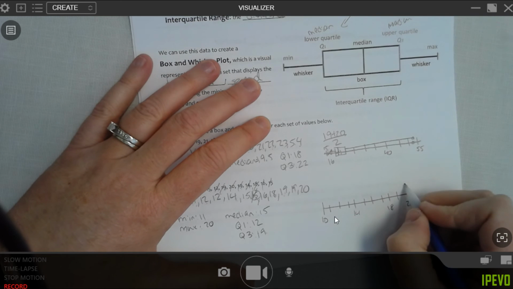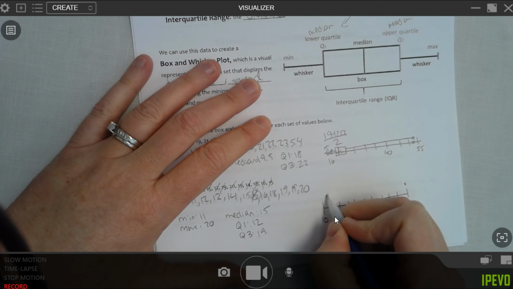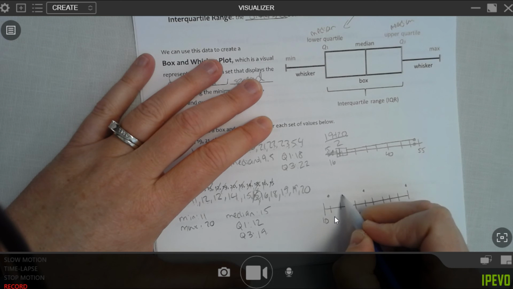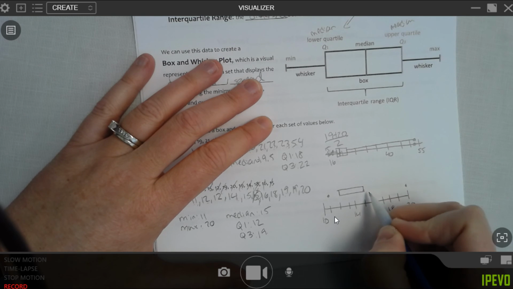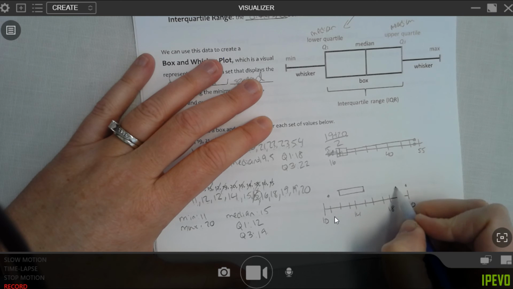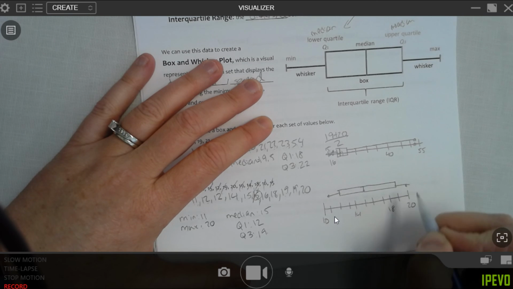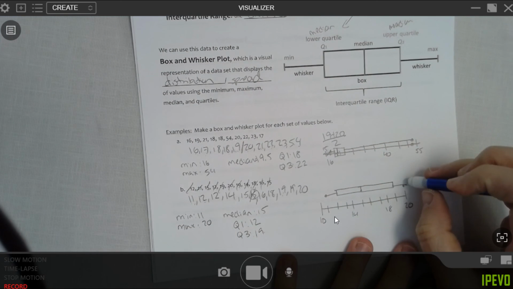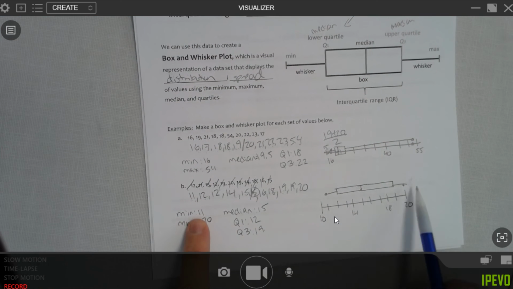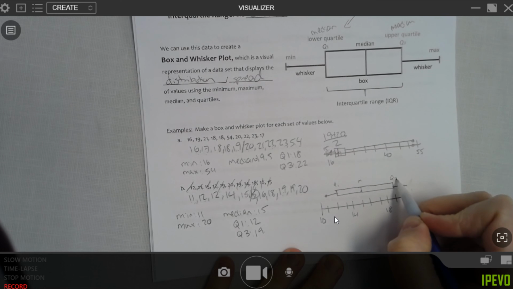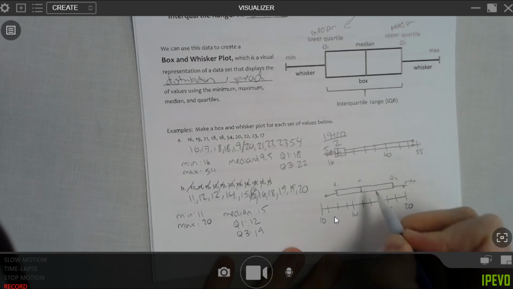All right, so my max is at 20, my min is at 11, the median is right here, the lower quartile, and then the upper quartile goes out here to 19, and then your whiskers. That's what your box looks like. So I'm just plotting all these. So min, max, this right here was my Q1, this is my median, this is Q3, and that's your max when we draw them.